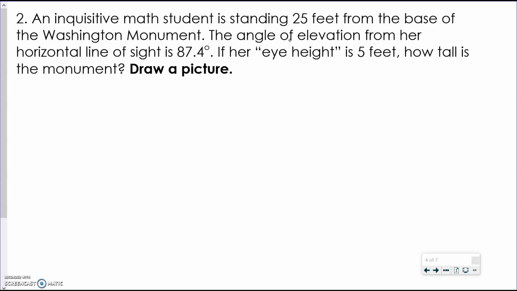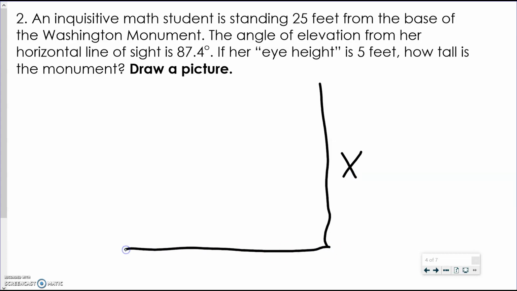So let's draw a couple pictures here. It says draw a picture, and again, for any word problems, not only for this class, but any math word problems that you have, draw pictures. So let's see here. We have our monument here. That is our unknown, so I'm going to call that X. All right, and you have a math student that is standing 25 feet away.